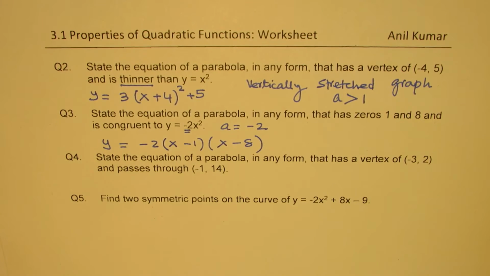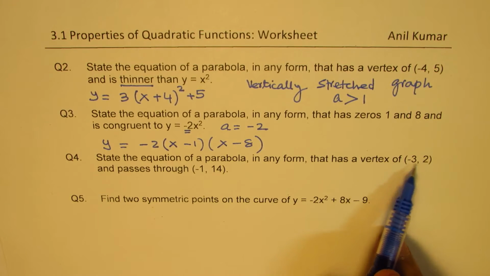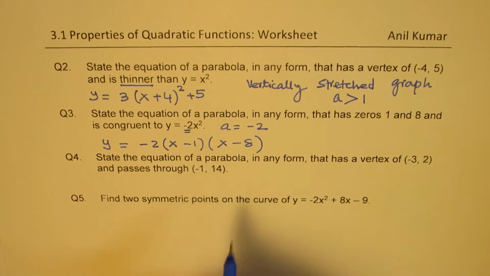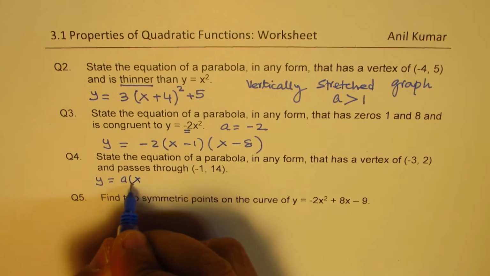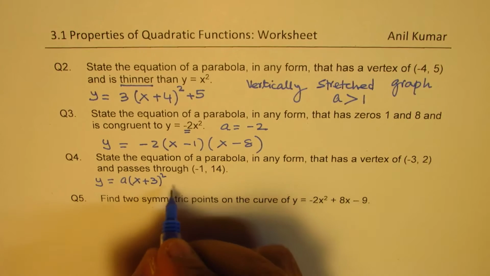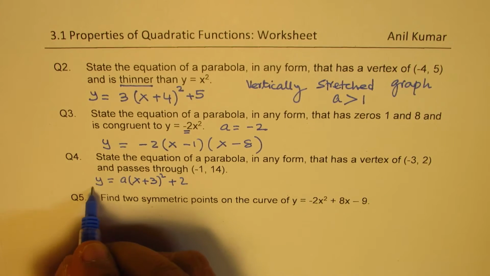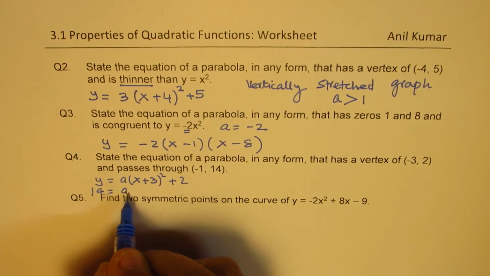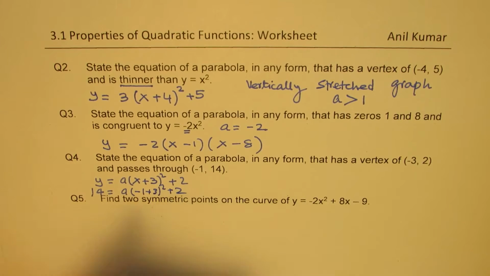Question number 4. State the equation of a parabola in any form that has vertex at this point and which passes through that point. So we may have to do some work here. y equals a times (x plus 3) whole square plus 2. Now substitute this point to find the value of a. So we have 14 equals a times (minus 1 plus 3) whole square plus 2, correct?